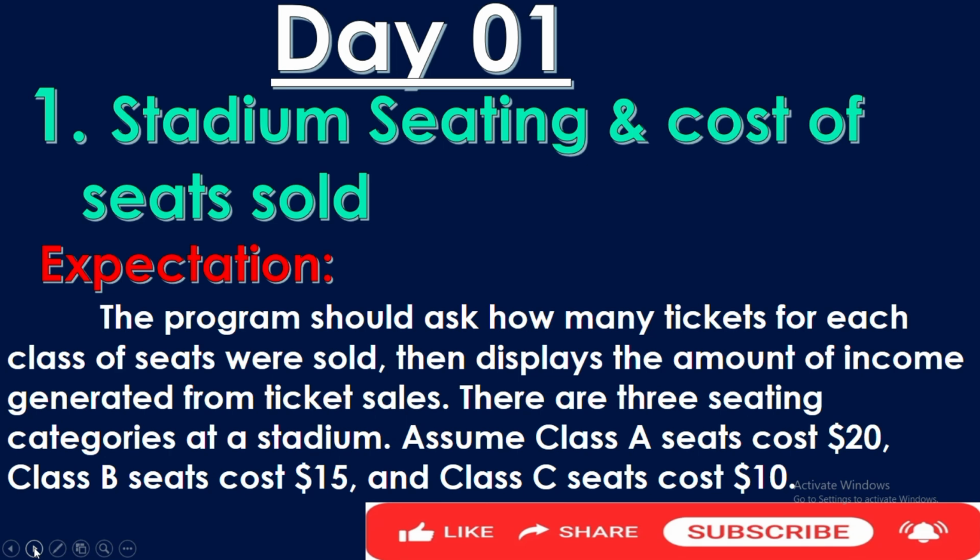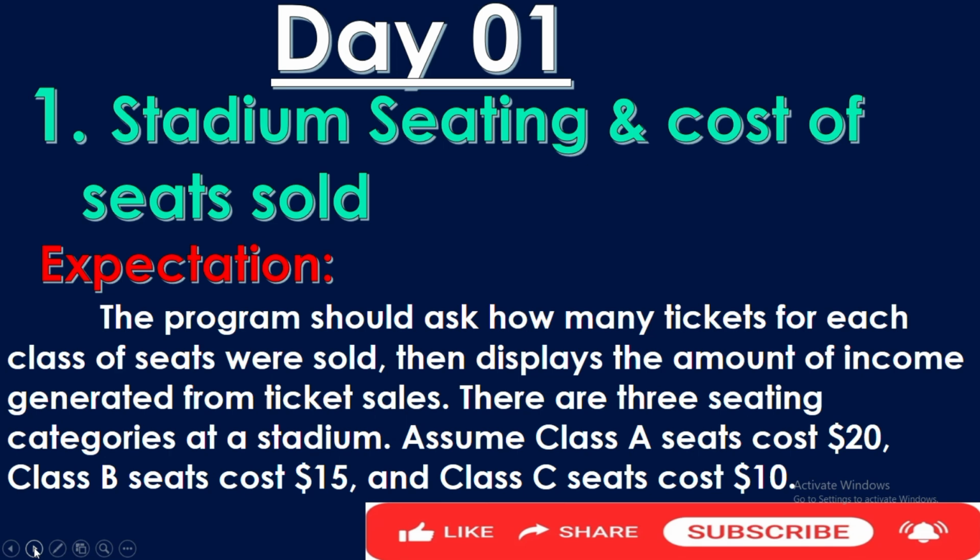The first project is the stadium seating and the cost of the seats sold. Before we go into it, I don't just want to dive in directly and tell you to just write the program, take this, take this. No. The first thing when you're writing, to give some clarity and understanding, is to bring out the expectation. What is expected of you at the end? What is the expectation of this project? So you can understand how to write it and know the best way to go about it.